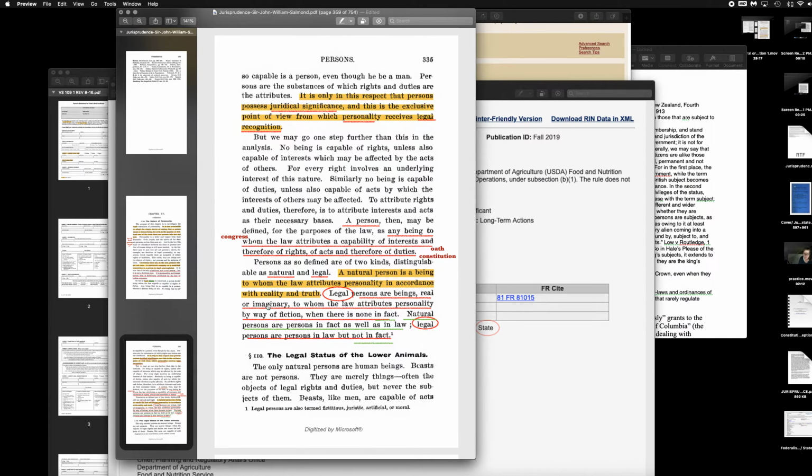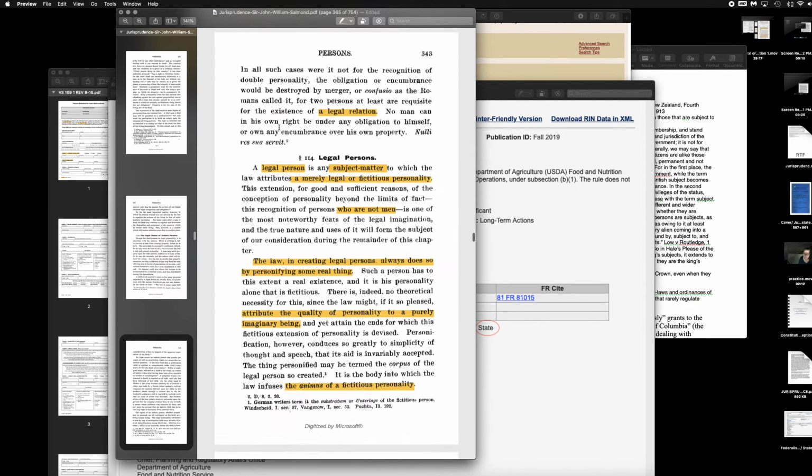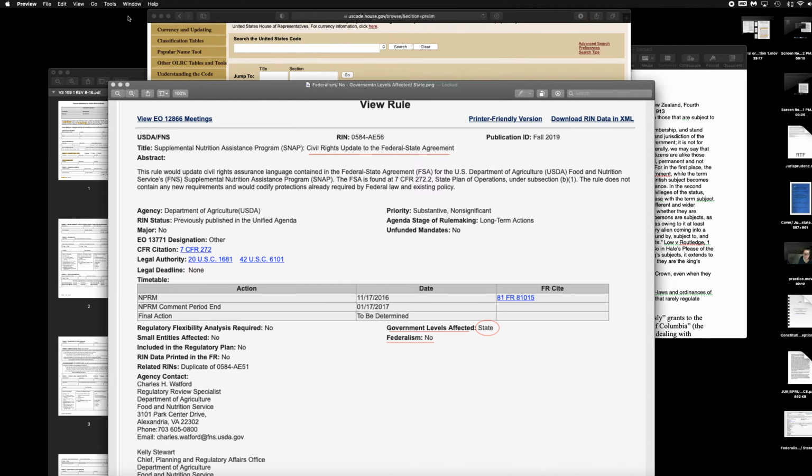A legal person, being real or imaginary, is one to whom the law attributes personality by way of fiction when there is none in fact. Natural persons are persons in fact as well as in law. Legal persons are persons in law but not in fact. Okay, and it goes on to explain a whole lot more on this. So if you want to read this from chapter 15, really good info.